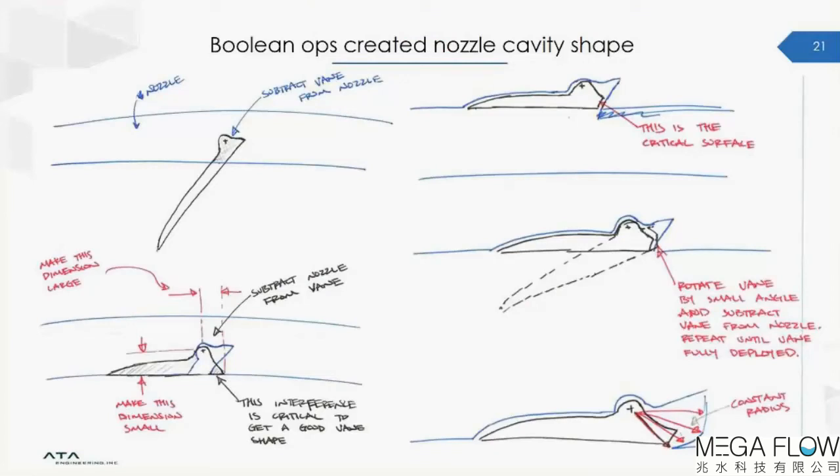So on the CAD side, we had the challenge of creating the right geometry so that we'd have a smooth inner surface, which, when stowed, would have no gaps. And here's an example of some of the early sketches our designers made, where they were trying to figure out how to do the Boolean operations to ensure that this vane would be able to integrate with the nozzle as a mechanism.